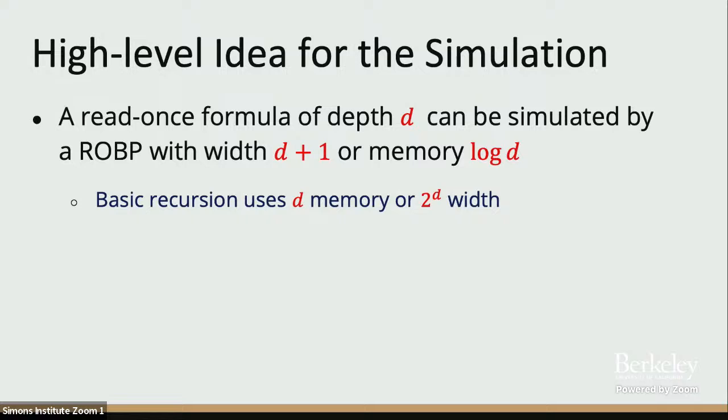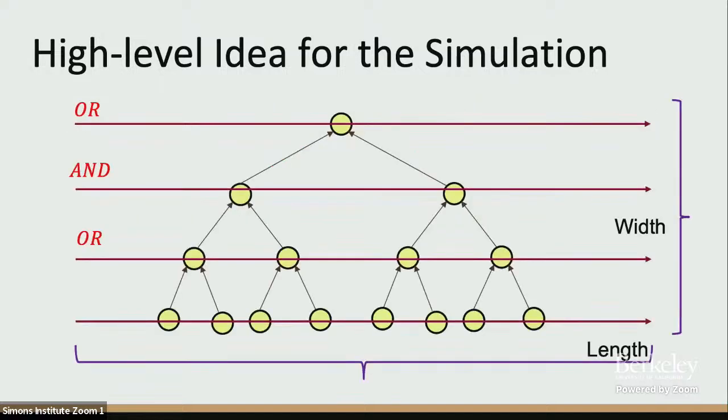So this corresponds to a D memory algorithm. Because you're storing D bits, where D is the depth, this corresponds to a 2 to the D width read-once branching program. But here we are saying something very strong. We are saying that it can be simulated by just a D+1 width read-once branching program. So how do we do it? Let's look here.